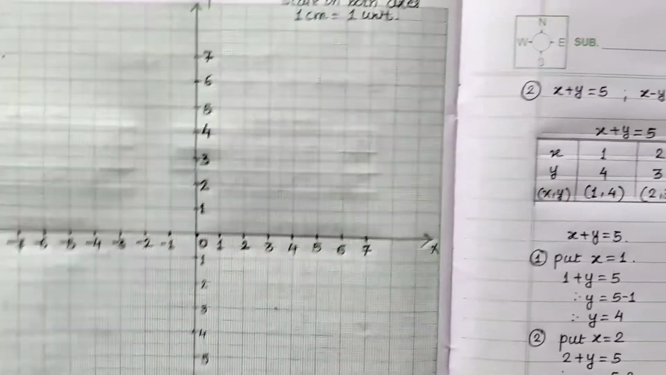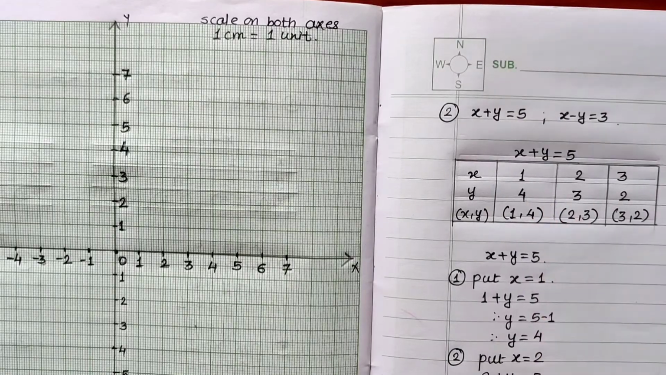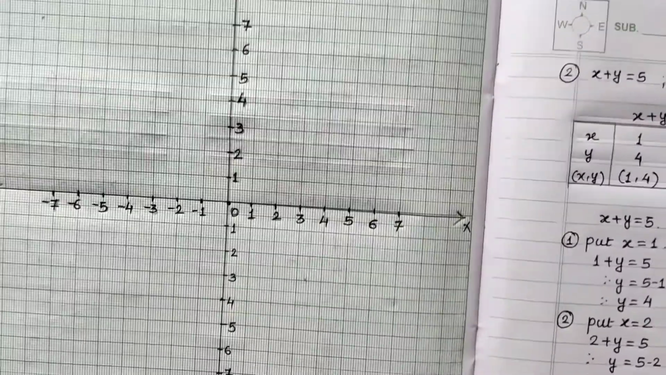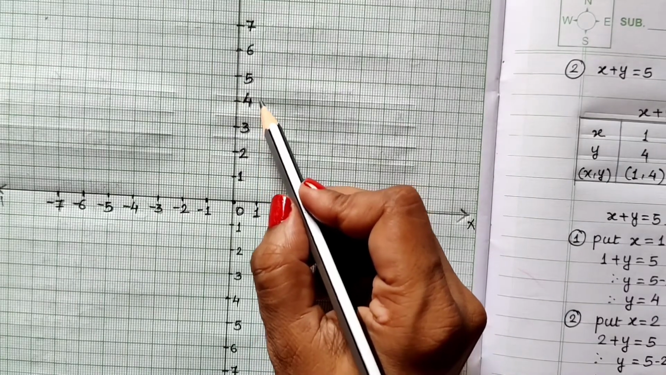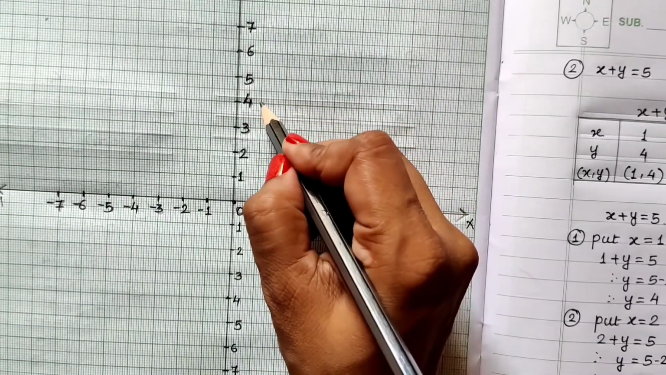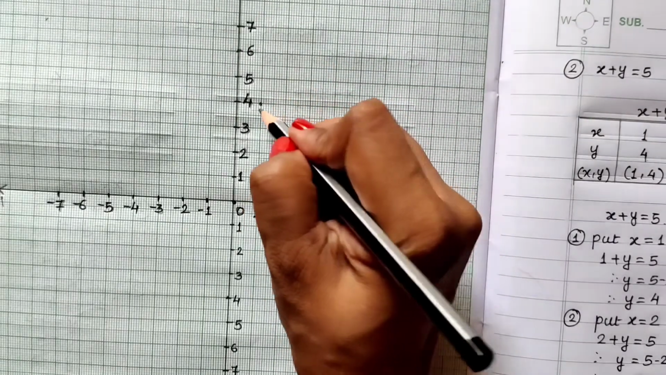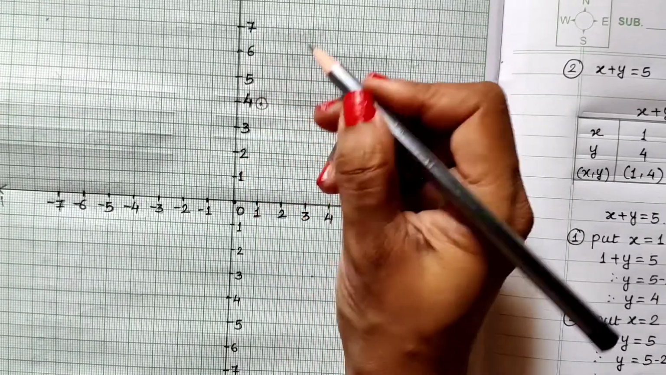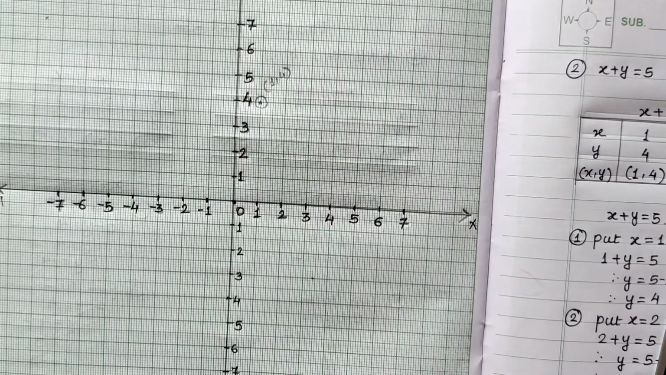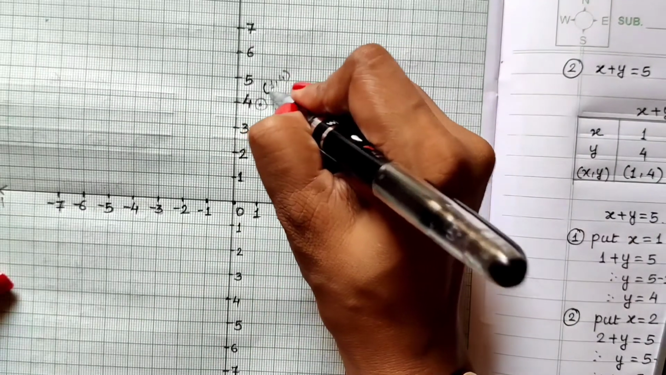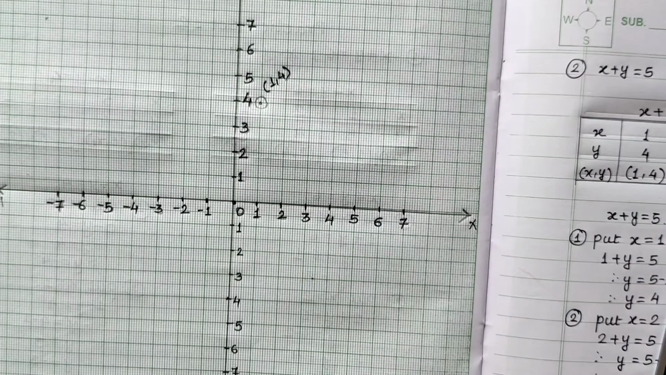First point is 1, 4. X coordinate is 1, y coordinate is 4. So start from 1 on the x-axis, go till 4 on the y-axis. The point of intersection of 1 and 4 will be this one. Make a circle, encircle the point, and this point is 1, 4. I will be using my pen to write the coordinates so it will be visible clearly.